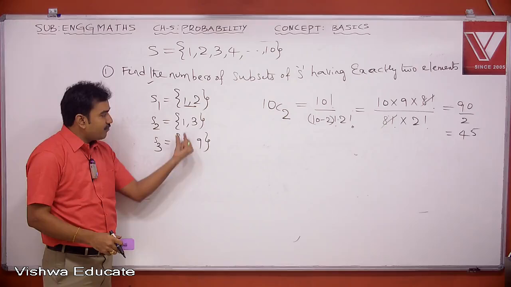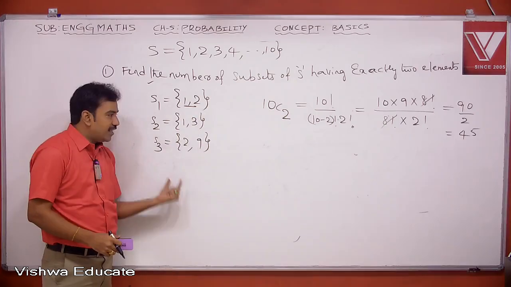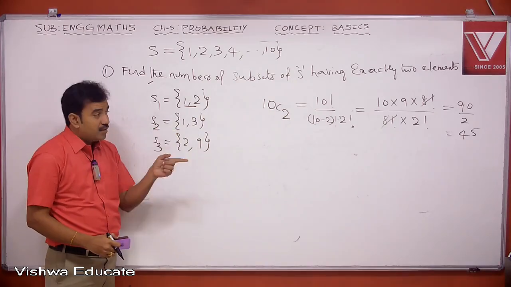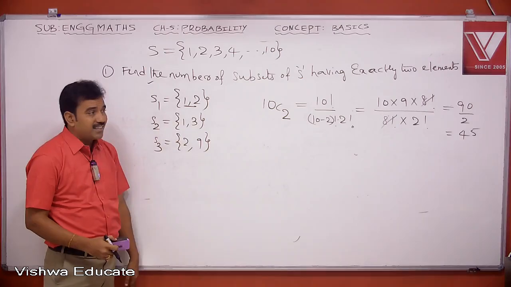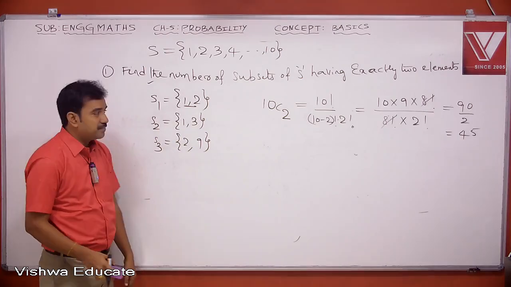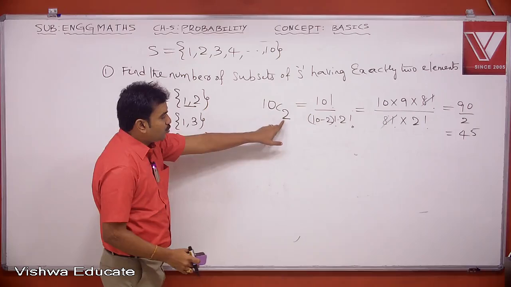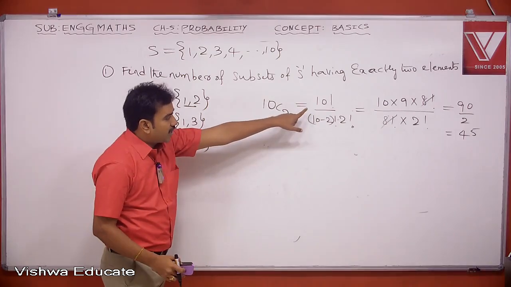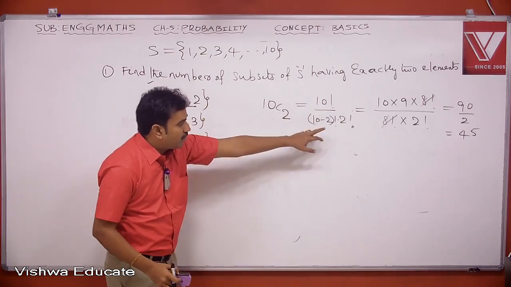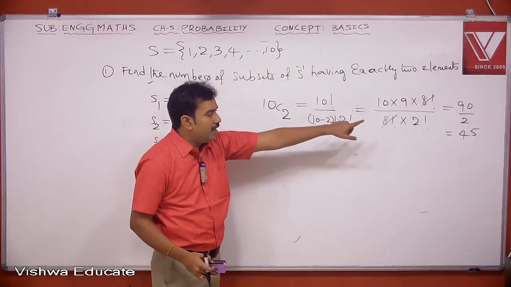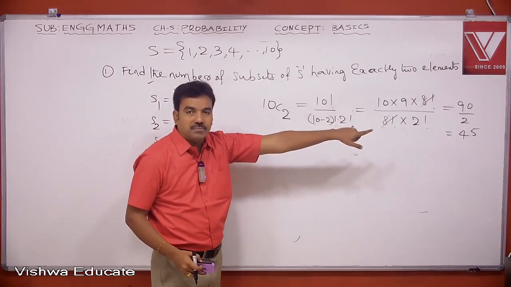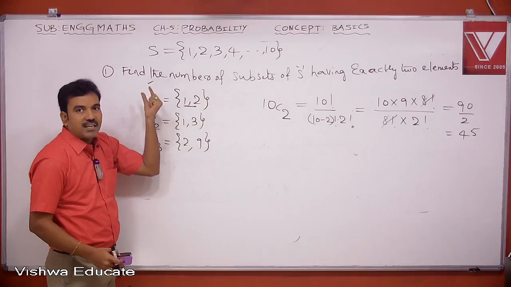So like this, when you continue manually to write, you will get 45 subsets. So the answer for the first question is exactly 45. So that is select 2 out of 10. You will get 10C2, which is 10 factorial by (10 minus 2) factorial into 2 factorial. Totally, I will get 45 subsets of S having exactly 2 elements.